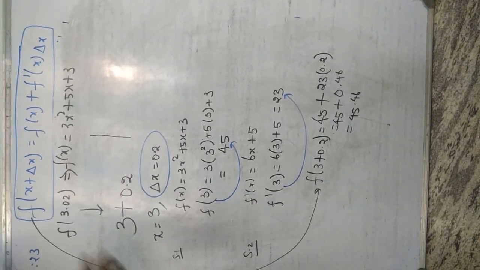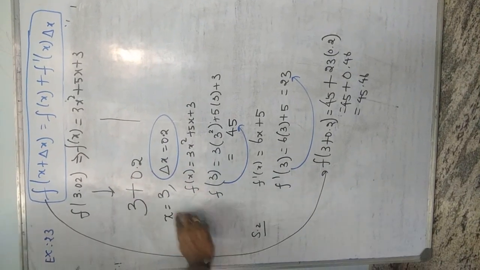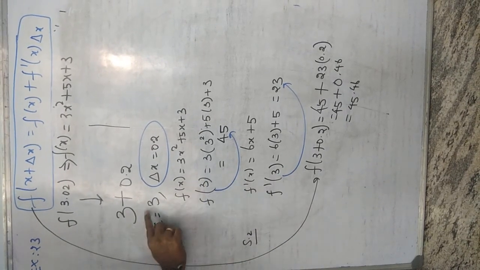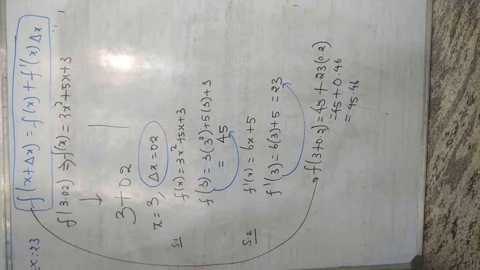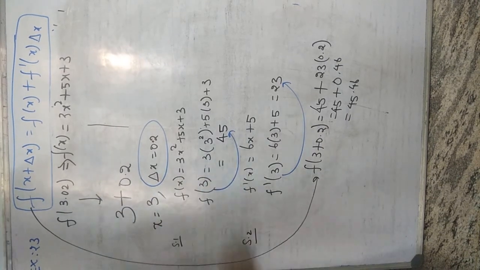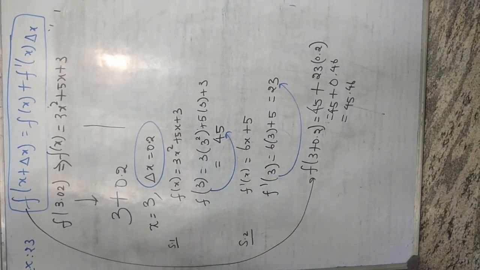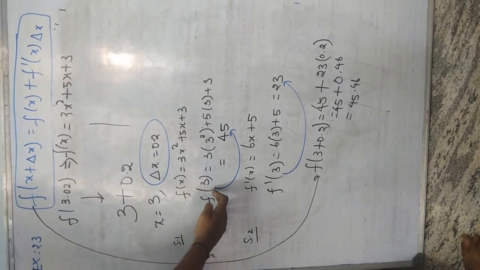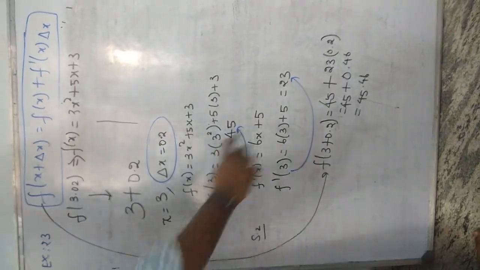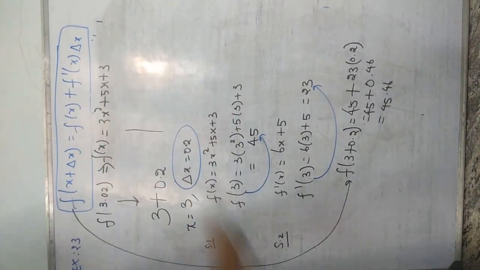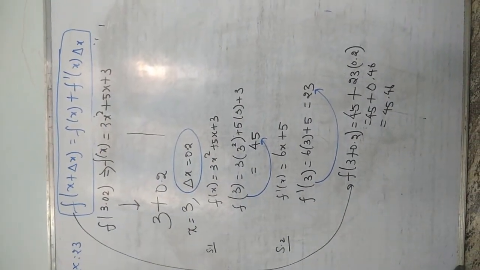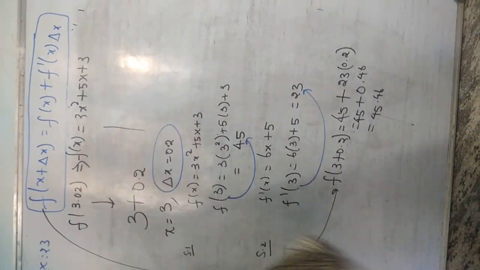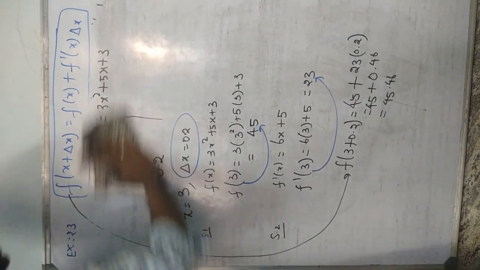Same model. So 3 plus 0.2: x equal to 3, delta x equal to 0.2. Wherever x comes in f of x, put the value 3. For f dash of x, differentiate one time, and wherever x comes, put the value 3. We get 23. Directly substitute in the formula: f of x value 45, f dash of x value 23, delta x value 0.46. Add: 45.46.